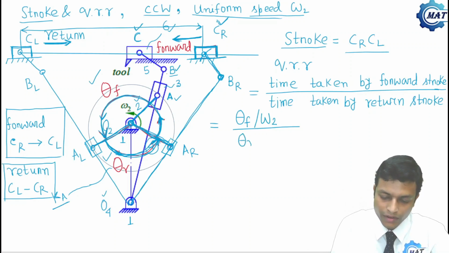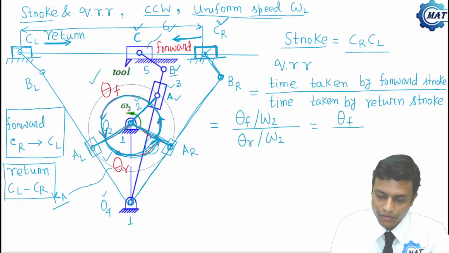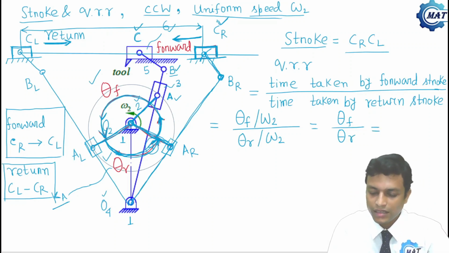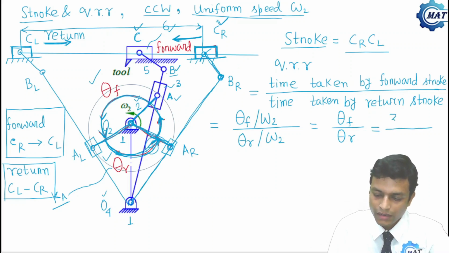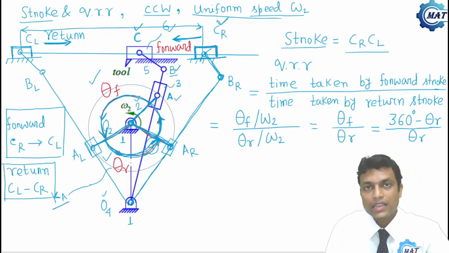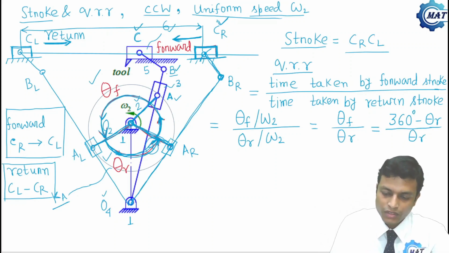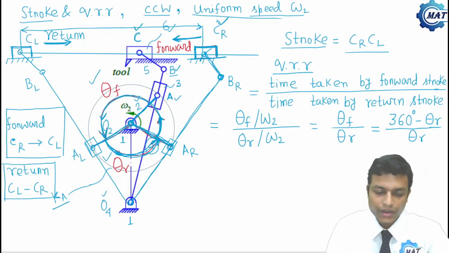Similarly, time taken by return stroke will be theta R by omega 2. That is theta F by theta R. And the summation of theta F and theta R is 360 degree. So we can write 360 degree minus theta R divided by theta R. So this is the expression of quick return ratio.